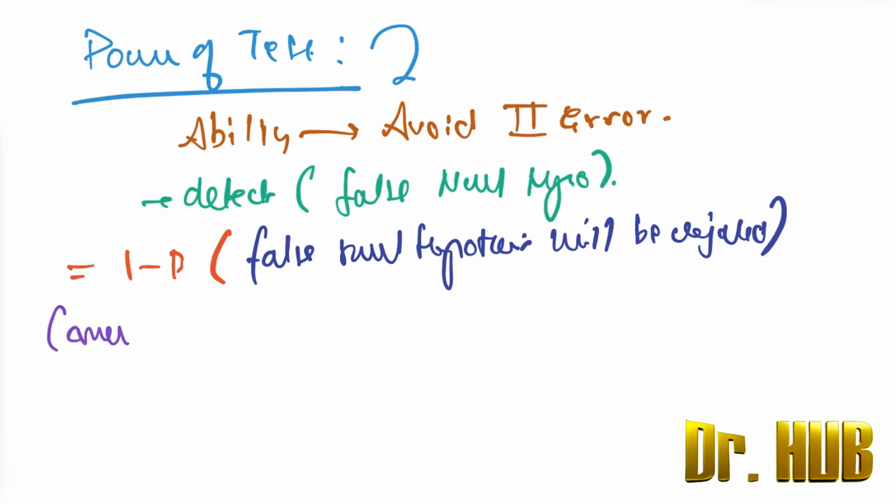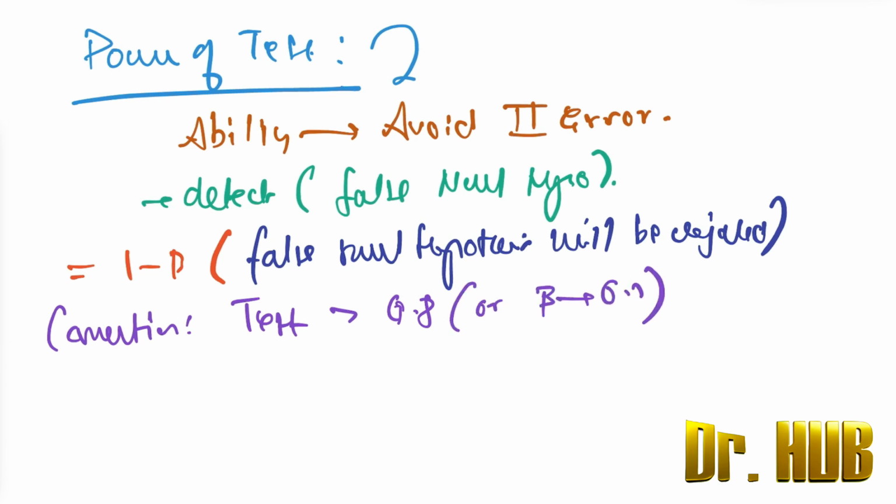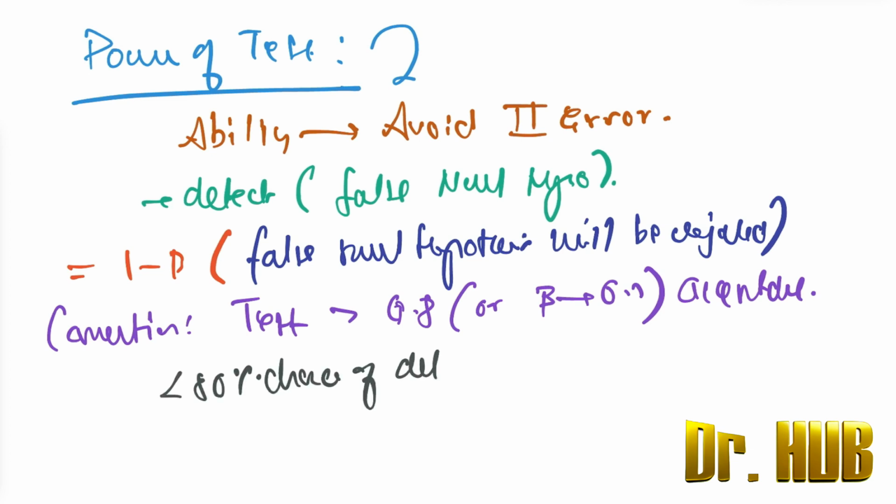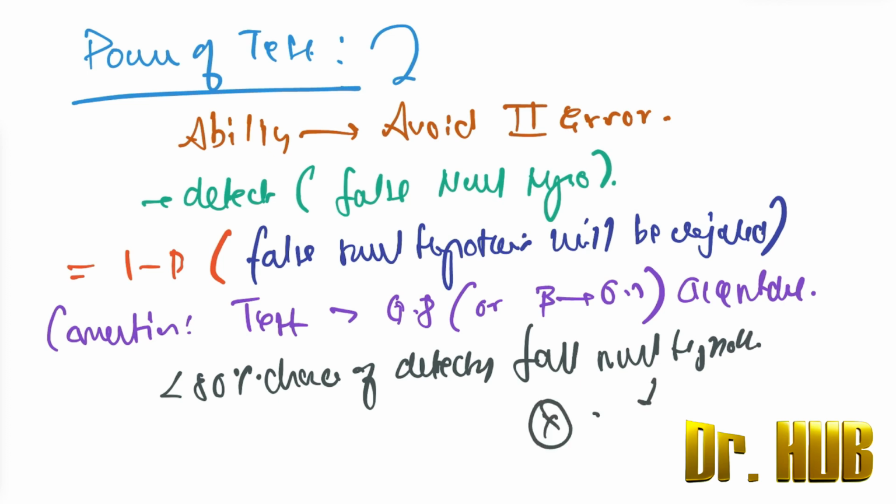By convention, a test is required to have a power of 0.8, or the beta is said to be 0.2. This is acceptable. A study that has less than an 80% chance of detecting a false null hypothesis is unacceptable.